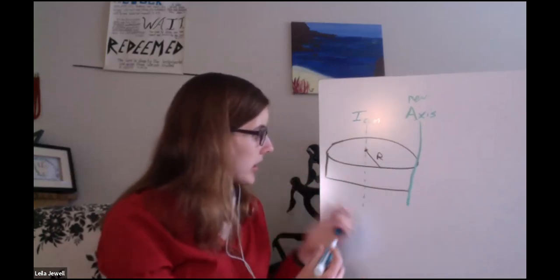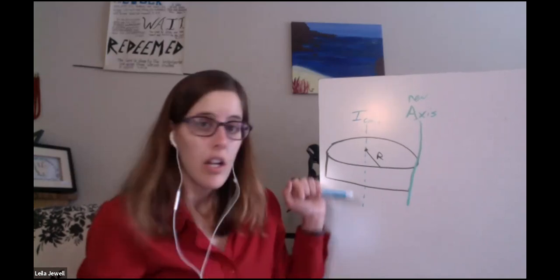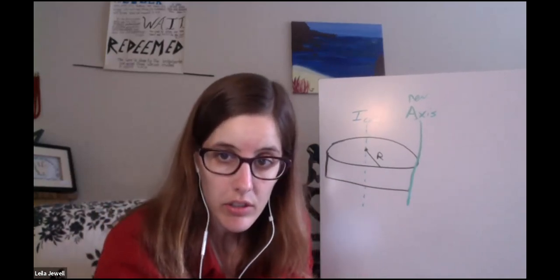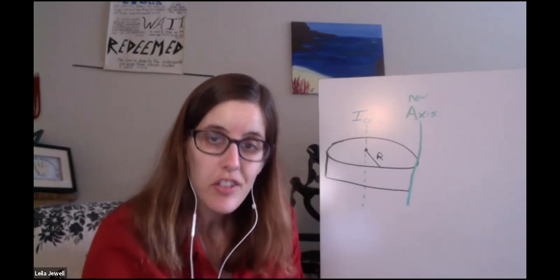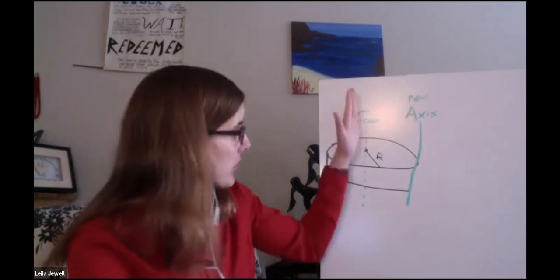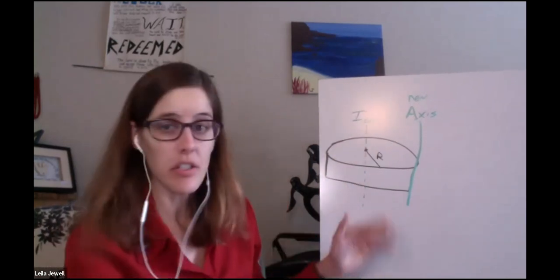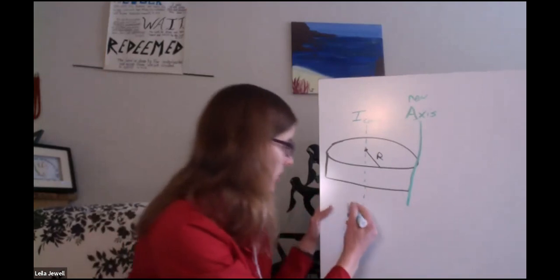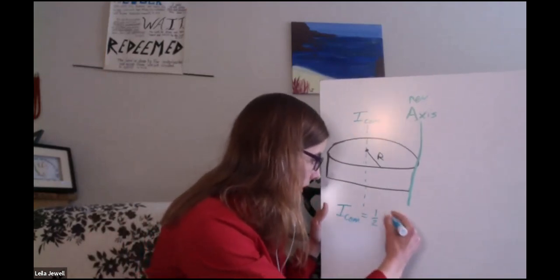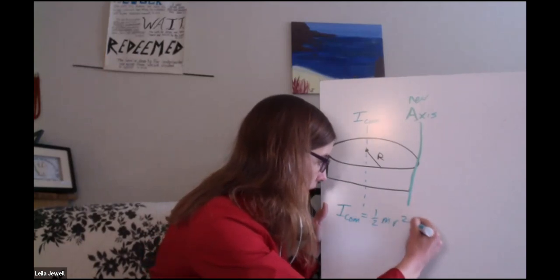So I'll label that icon. And if we look at table 10-2, I encourage you to take a look. We want a solid cylinder or disk. So I'm going to use the disk one, and I want to use the one that's going through the central axis. That one says that my rotational inertia about the center of mass is equal to 1/2 MR squared.